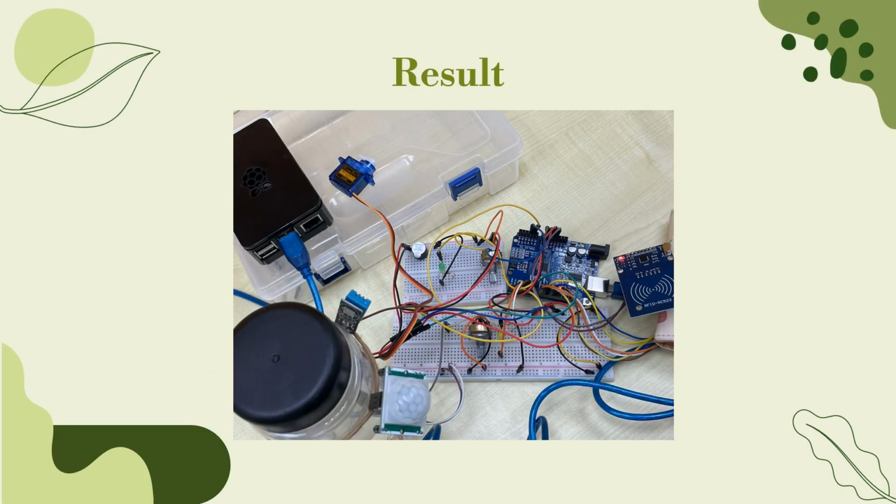And this one is my implementation for the whole system. I will explain further in the demonstration later. So you can see here it has two potentiometers, one DHT11 sensor, one servo motor, an RFID reader, a buzzer, and a PIR sensor. And now it's connected to my Raspberry Pi, and I will show you later.